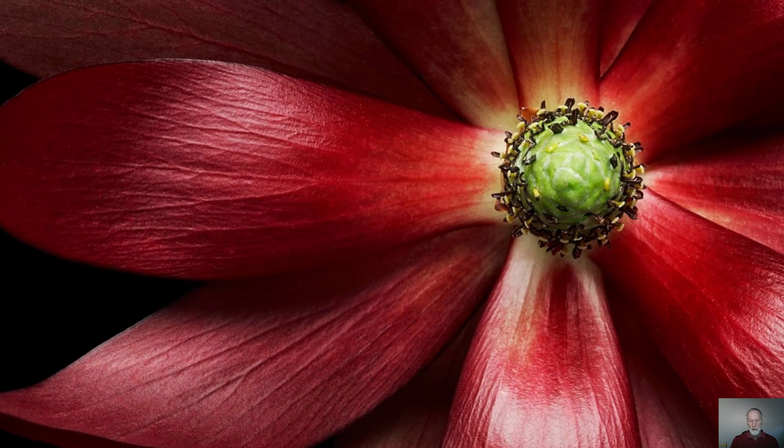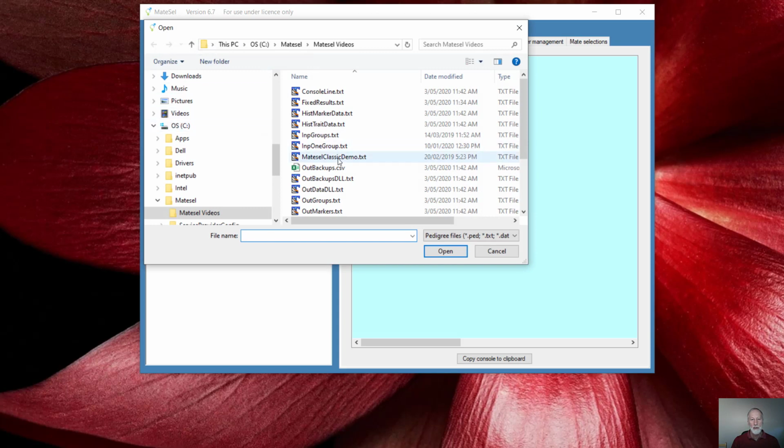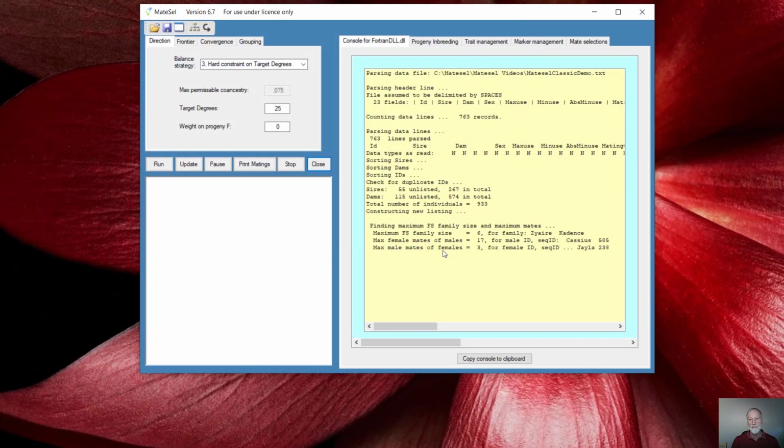So let's start with the Windows desktop version. Having logged in, we click the open icon to open the MateselClassicDemo example which we're using. And as you saw in the general introduction, there is a bit of information about that file given initially, and we can go into that in more detail.